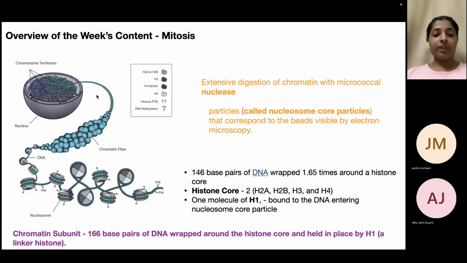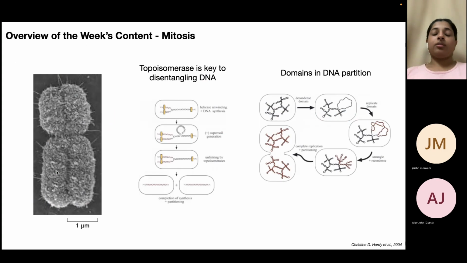Hence, we can see the structure of chromatin is basically, like I mentioned, DNA with proteins, and here it has DNA wrapped around the histone core and held in place by an H1 linker histone. However, upon mitosis, the cell puts in a lot of energy in order to condense this chromatin-like structure into these well-organized chromosomes, which we have all heard of and are familiar with.